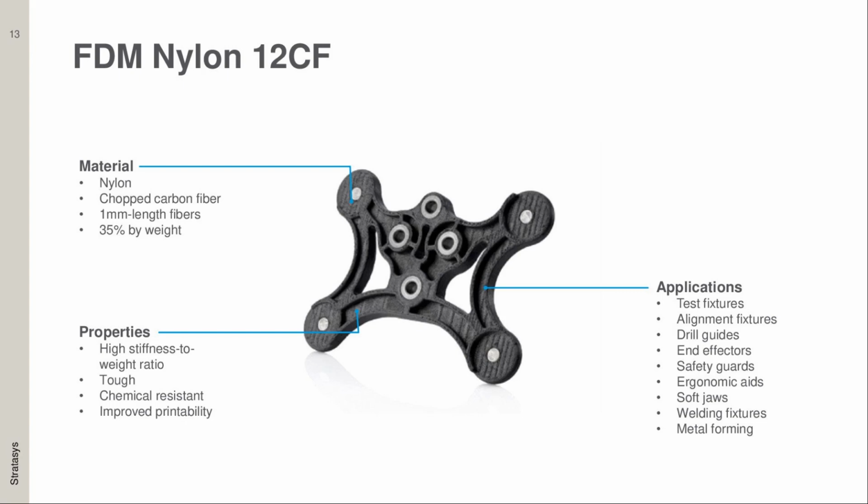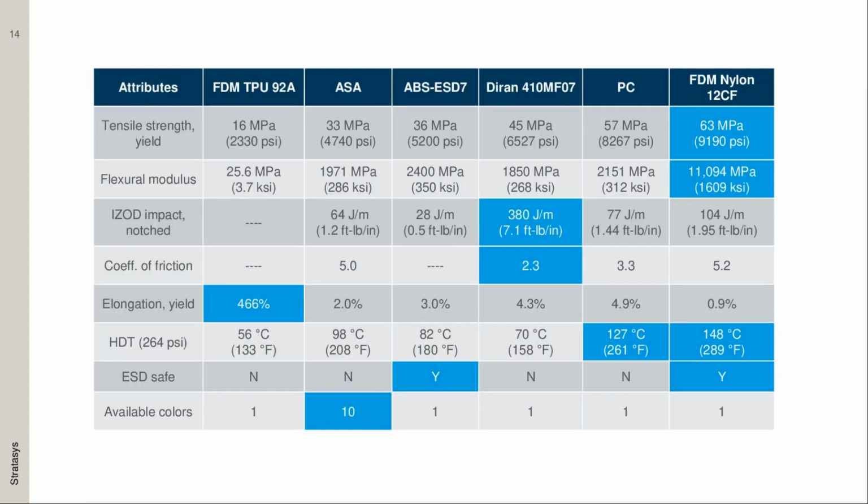This chart right here, I've created to give you a high level overview of some of the mechanical properties, and I've highlighted the key attribute in blue to make it a little bit easier. So if we go from left to right, with FDM TPU, as you can see, it has the highest elongation. So if you need something that's stretchy, something that won't scratch your parts, TPU 92A is great. If you need something that has multiple colors, ASA is perfect. Again, it's a good middle entry-level material, a good baseline.